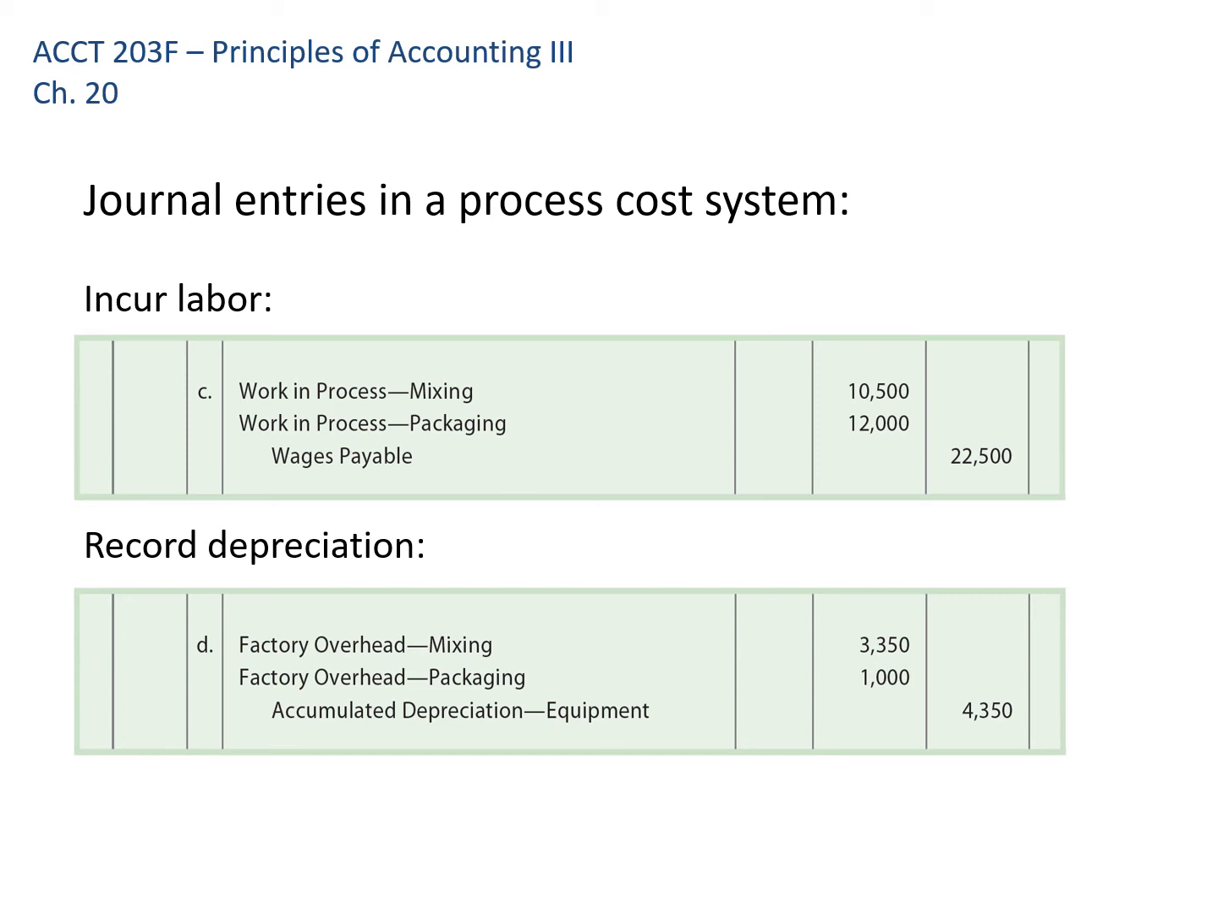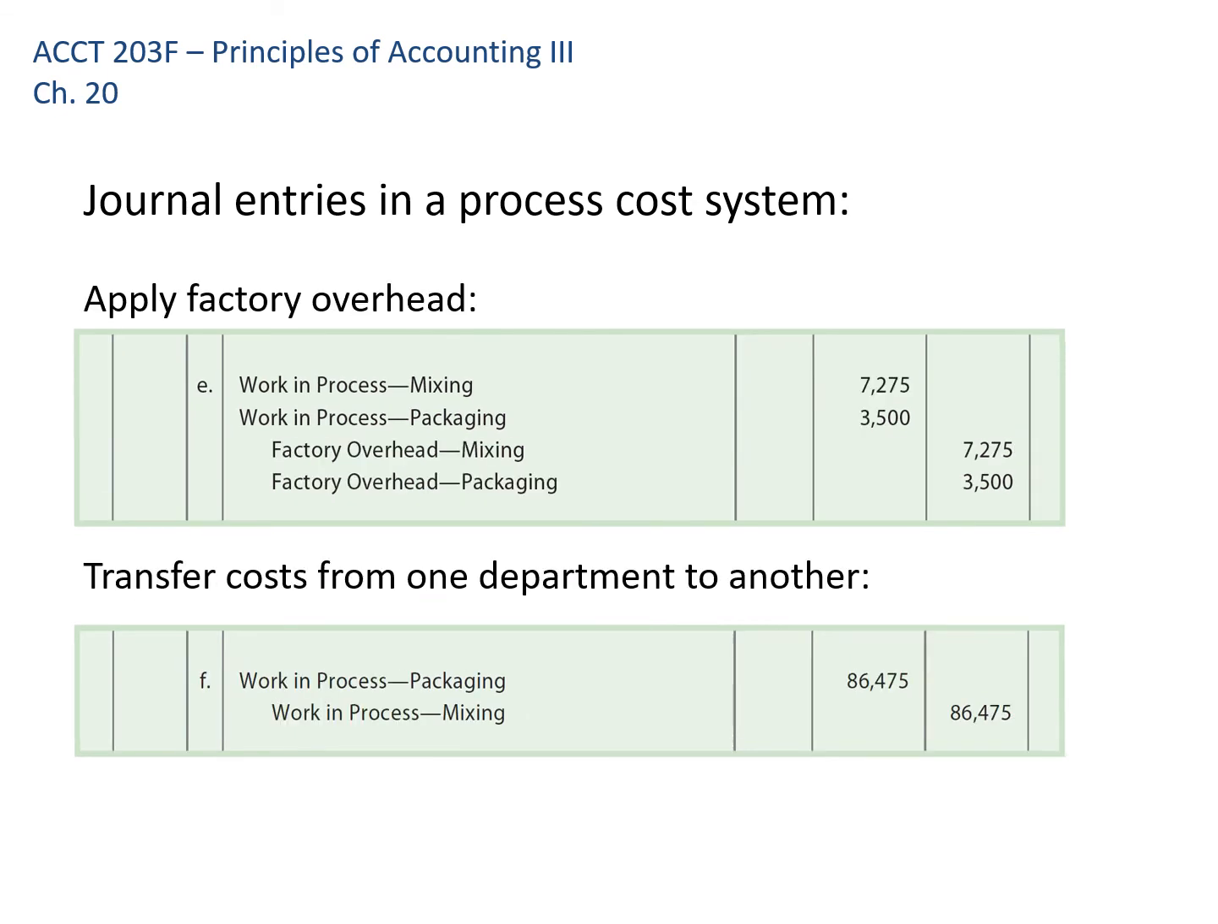Remember, I debit those factory overhead holding accounts for actual cost incurred, and I credit that account to apply it to work in process. So I debit the two factory overhead accounts, I credit accumulated depreciation for just the depreciation on the factory equipment, okay? I might have depreciation expense for the president's car or the office building, that's separate.